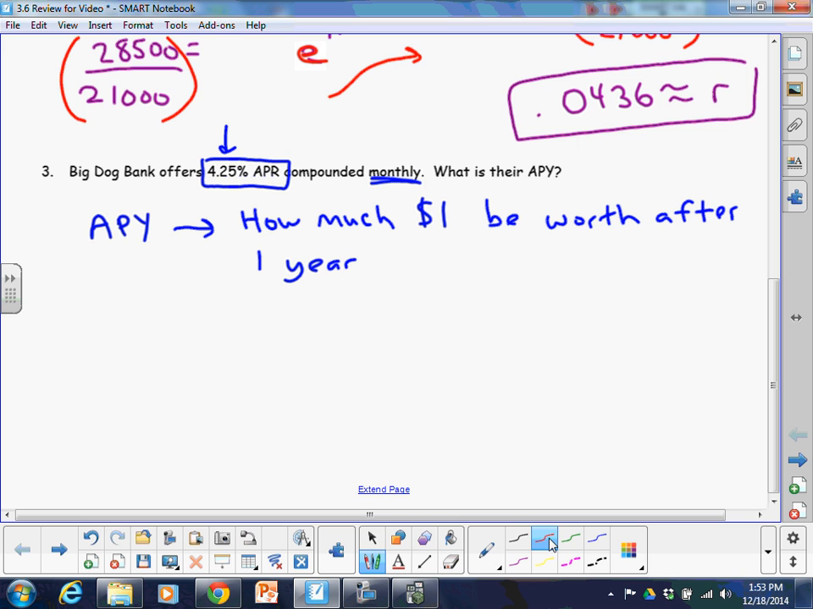Okay, so let's take $1. We're going to go into the same formula we did in number 1, right? $1, 1 plus the APR. Okay, they're compounding monthly, so 12. And that's going to happen 12 times in 1 year. Okay, or n times t, 12 times 1. And if we do the calculations on that, we will find, again, doing the parentheses first, and then just raising that to the 12th power.